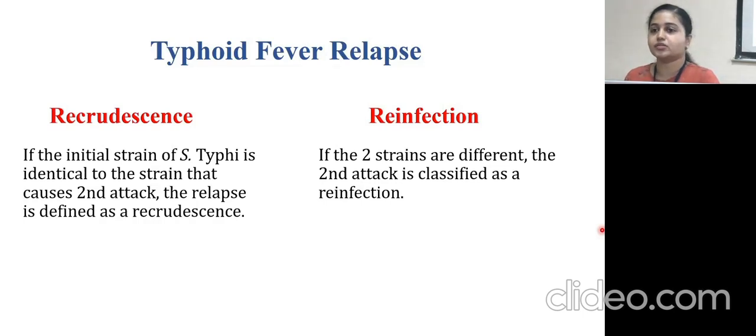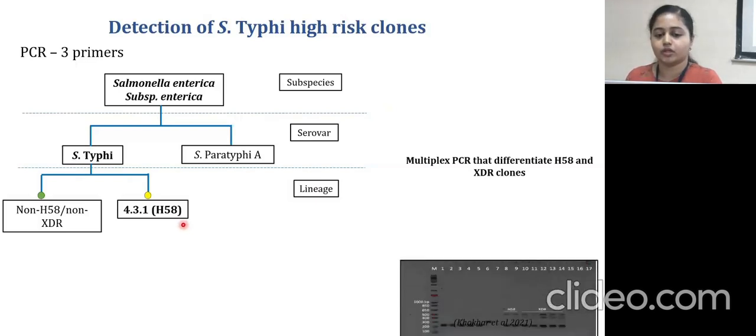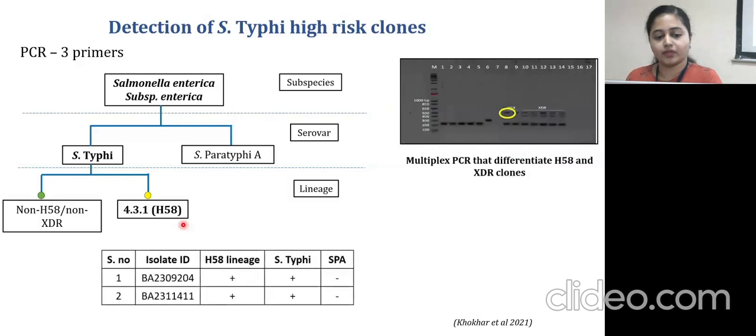So for our patient, to determine which type of relapse it is, we have done PCR. So PCR using 3 primers. The first primer is to know if it's paratyphi A, another one is for Salmonella typhi, and the other one is for the H58 4.3.1. So for our patient, in both the cultures we detected Salmonella typhi having the H58 lineage.